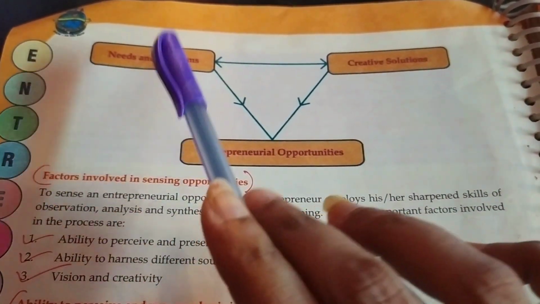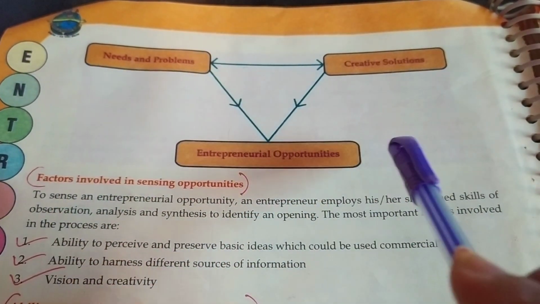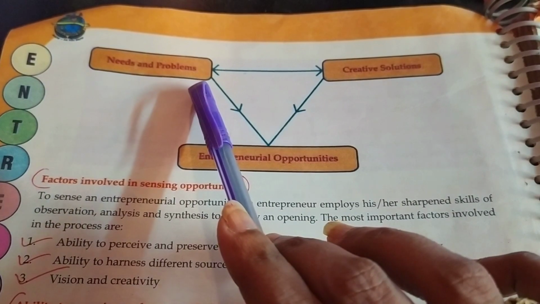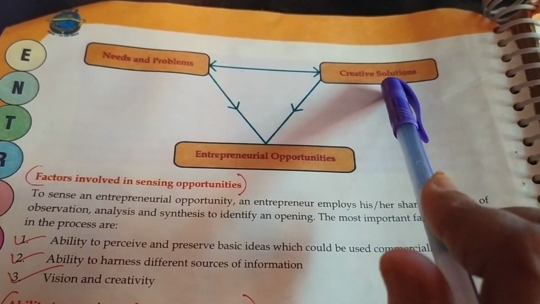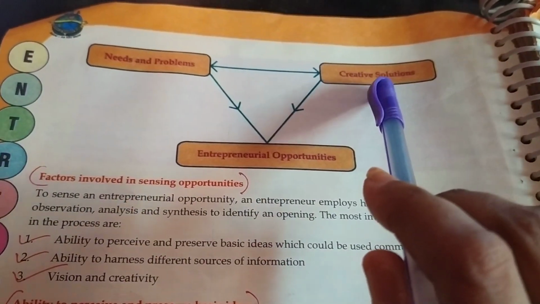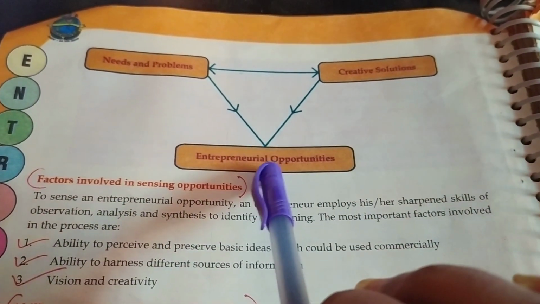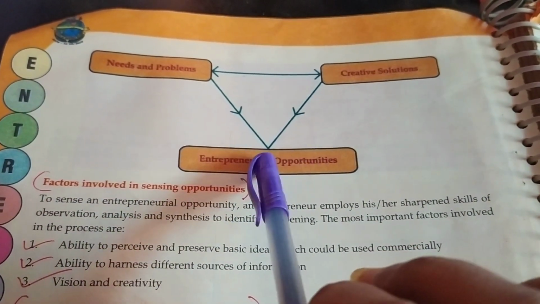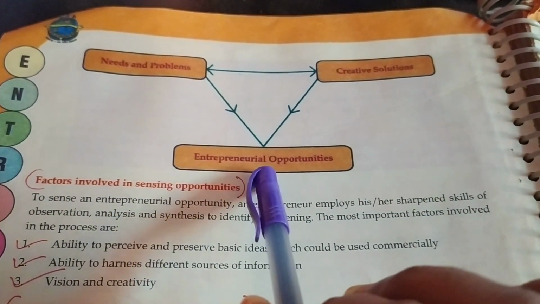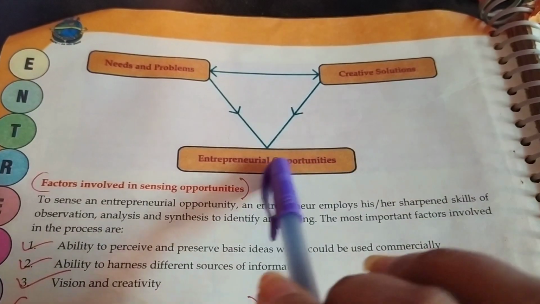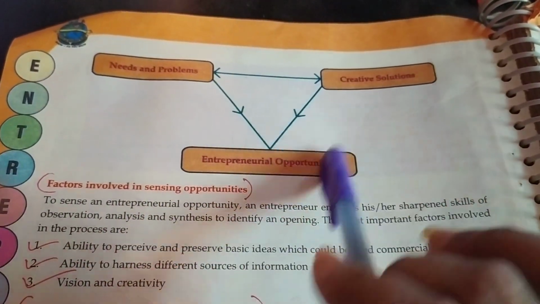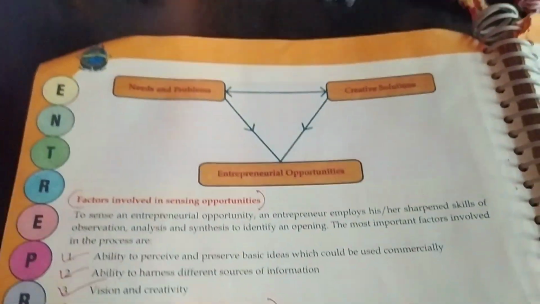Needs and problems will give you an idea of the opportunities existing. Needs and problems will force you to come up with certain creative ideas and solutions. And your creative ideas are what we are talking about, business opportunities. So ideas should be converted into business opportunities. Alright, so this is a chain kind of thing which will go on. This is an interrelation between these three terms.